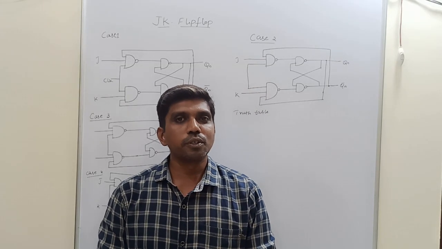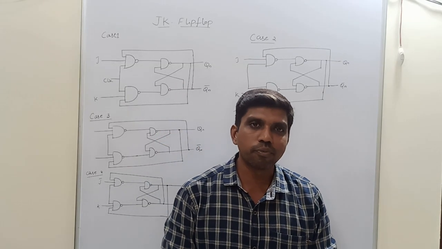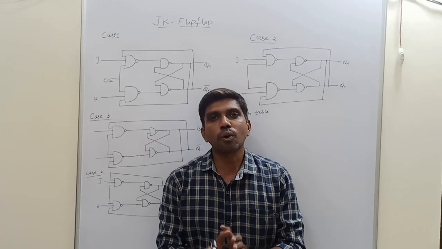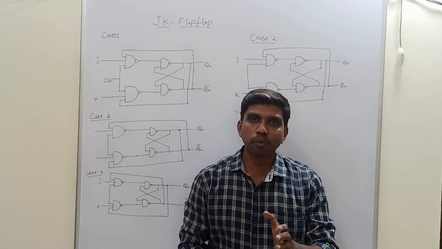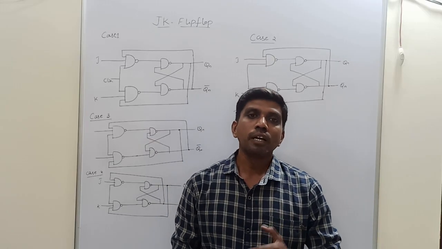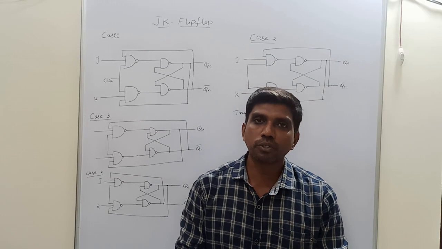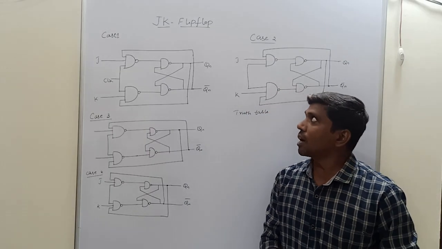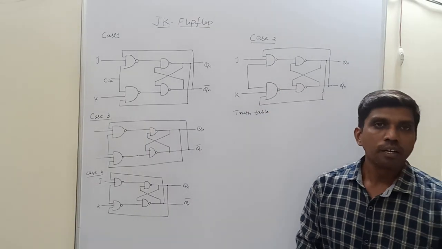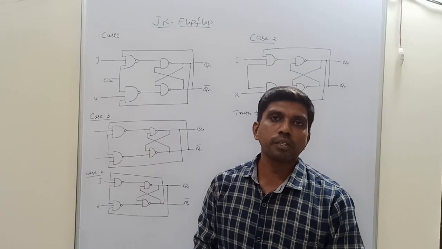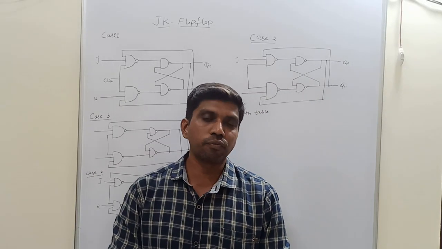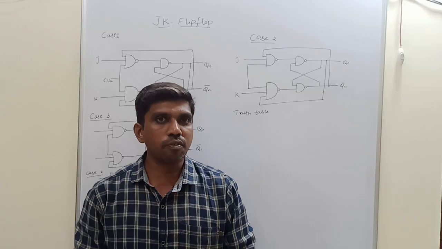Today's class I am going to discuss the operations of JK flip-flop. In the previous video we discussed the operations of SR flip-flop, the corresponding truth table, excitation table, and characteristic equation. In this video I fully focus on the operations of JK flip-flop. So what is the abbreviation of JK? J represents Jack, K represents Kelby. Jack Kelby flip-flop is simply called JK flip-flop.